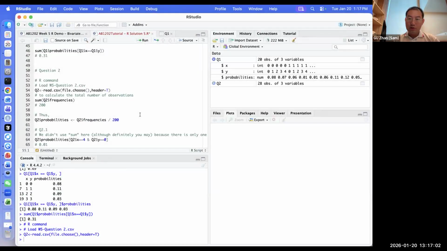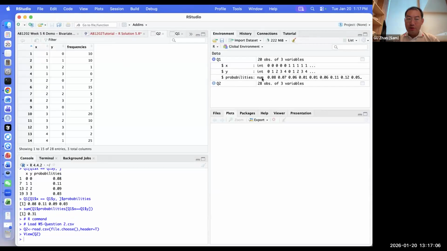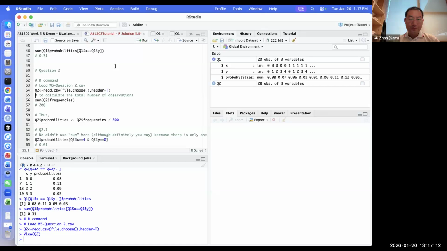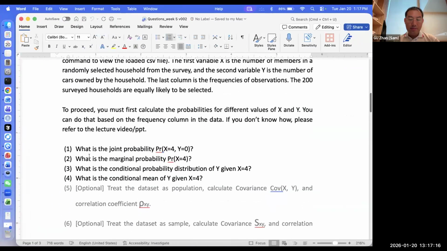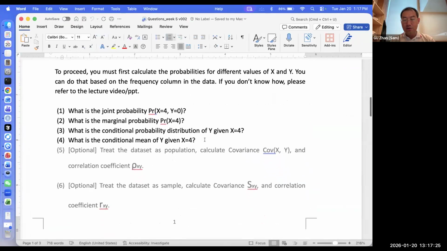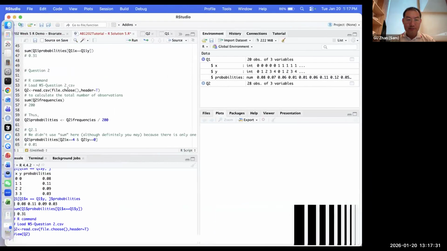Question 2. Okay, done. So I see 28 observations, 3 variables. So this is Q2: X, Y, and frequency. So now let's read this again. Calculate the probability of different values of X and Y. You can do this based on the frequency column, then sum together to see how many total households are there. Then we'll calculate a few of the different probabilities.